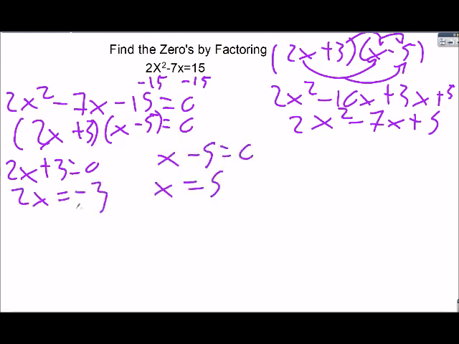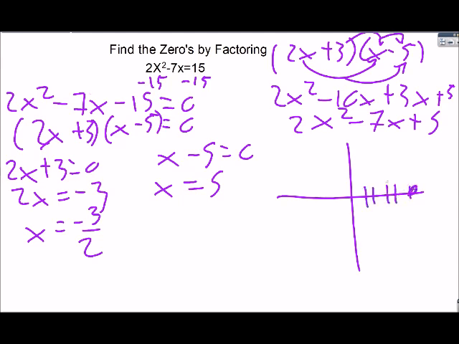I'm going to set each binomial equal to zero and solve. It asks us to graph this thing. We could find the axis of symmetry and we could find the vertex, but for real quick, x is equal to 5, 1, 2, 3, 4, 5, and negative 1 and a half. And this C term is my y-intercept. So it's going to look something like that.